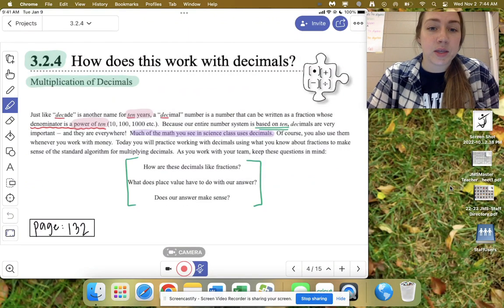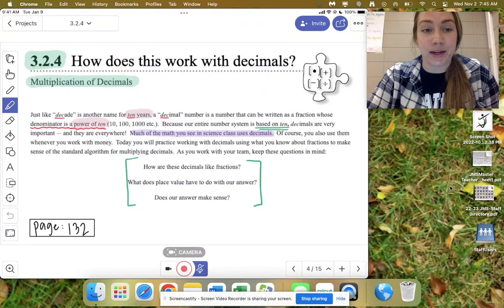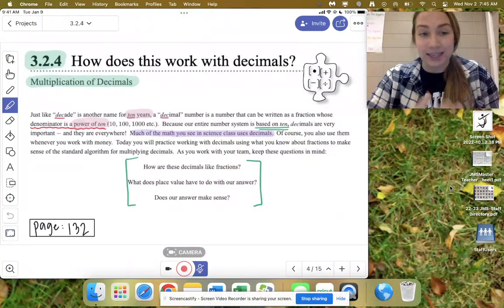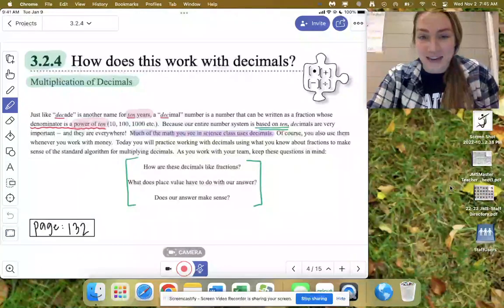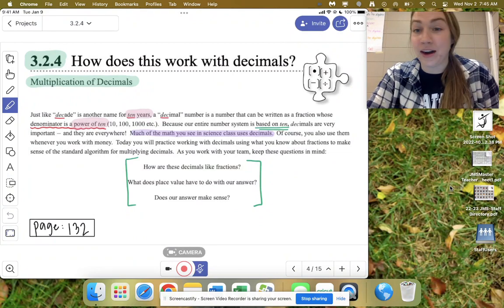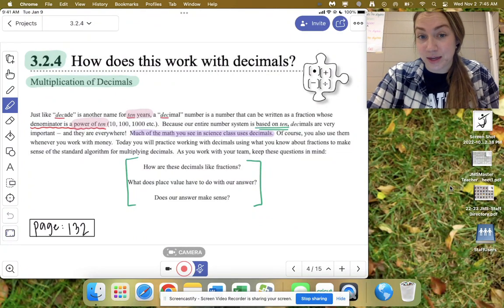So, how does this work with decimals? Just like decade is another name for 10 years, a decimal number is a number that can be written as a fraction whose denominator is a power of 10, which is like 10, 100, 1,000, etc. Things that can be multiplied by 10 and divided by 10. Because our entire number system is based on 10, decimals are very important. They're everywhere. Much of the math you see in science class uses decimals as well. Of course, you also use them whenever you work with money.